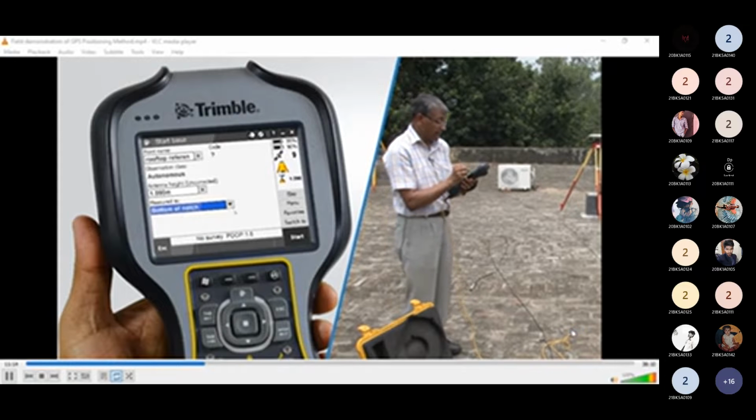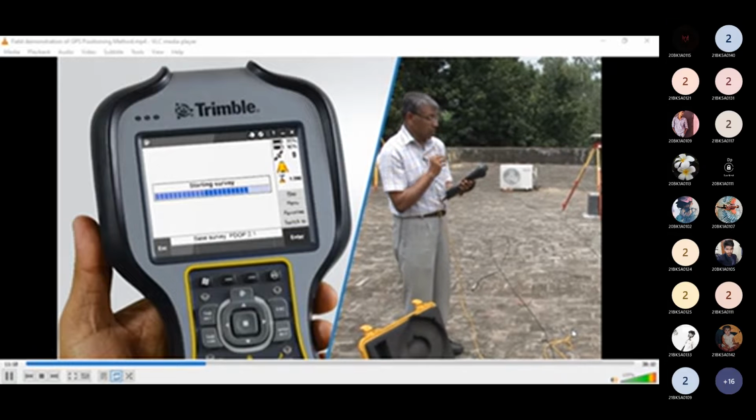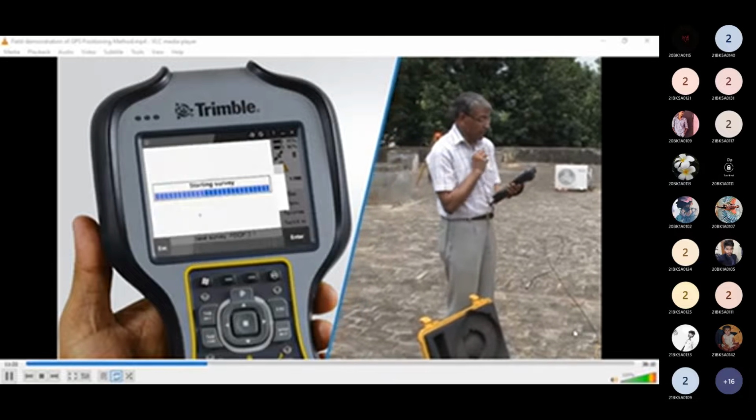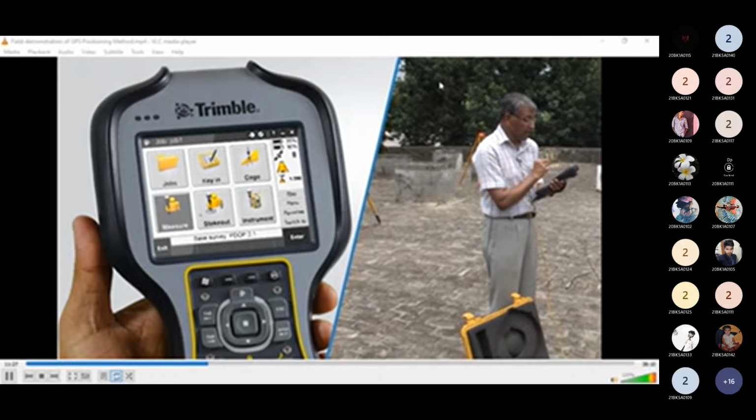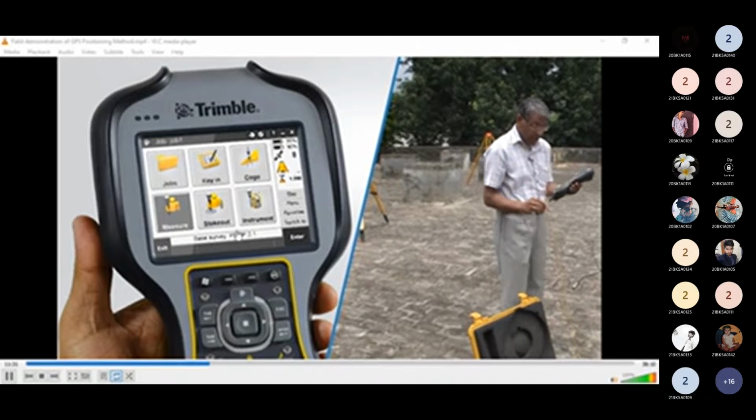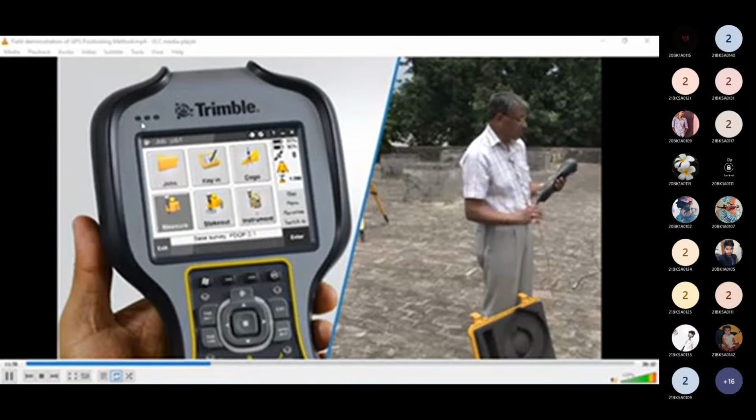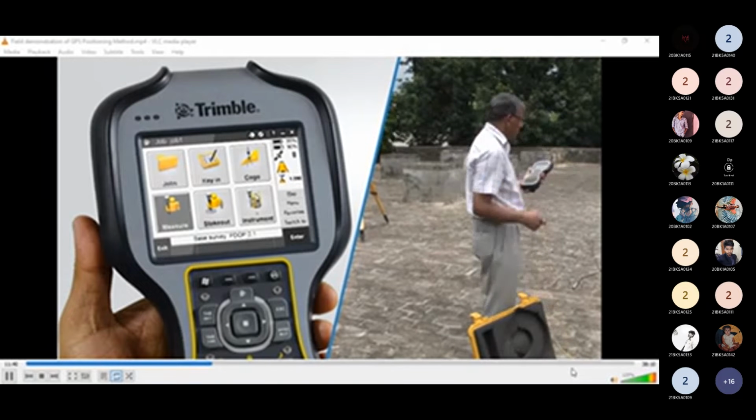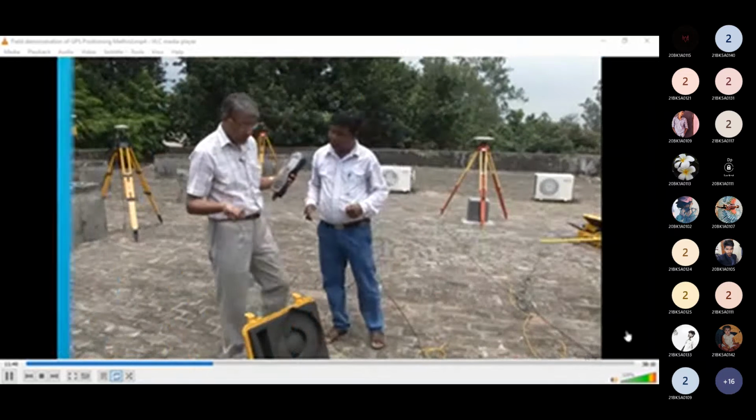So now I can start taking observation. So starting survey, the base has started. Okay. So now the measurements are being taken through the antenna to the receiver, and the observations are being recorded inside the receiver. Now we can exit out of it. It will continue to take observations. In the meantime, we can go for the next method.